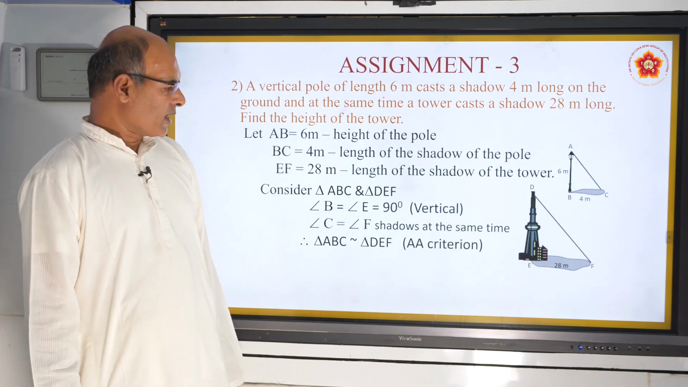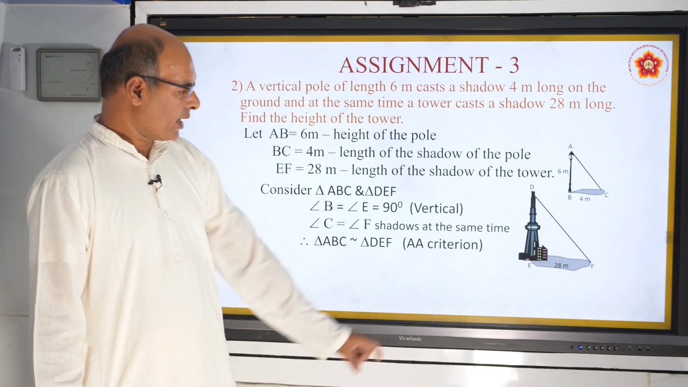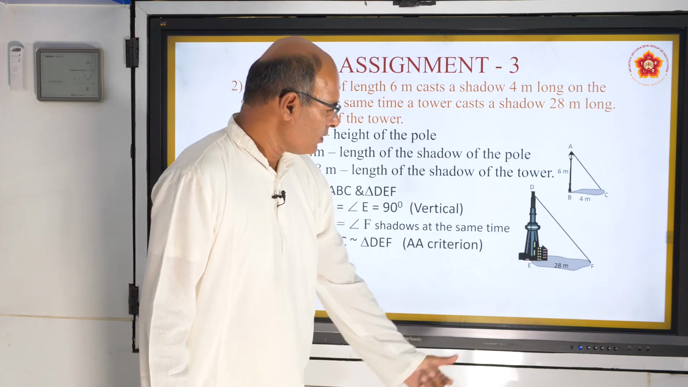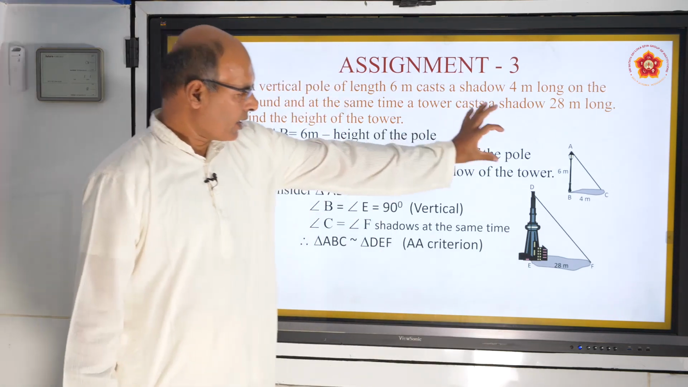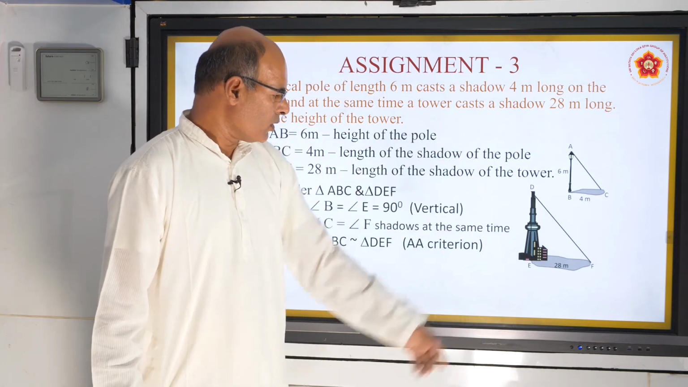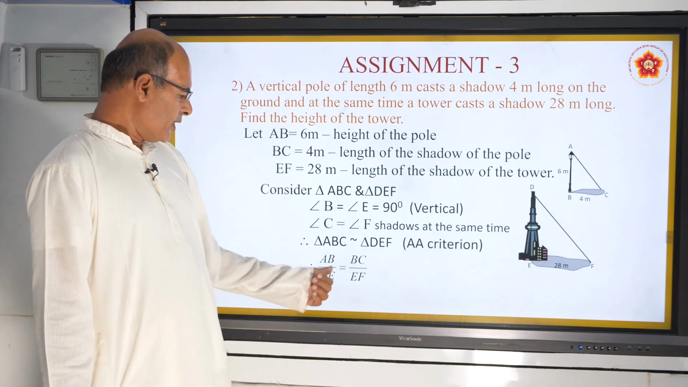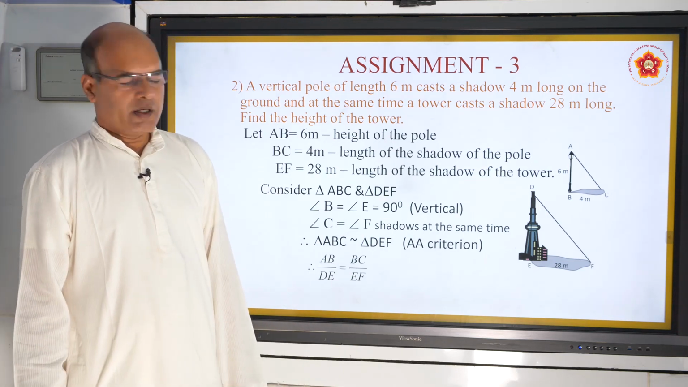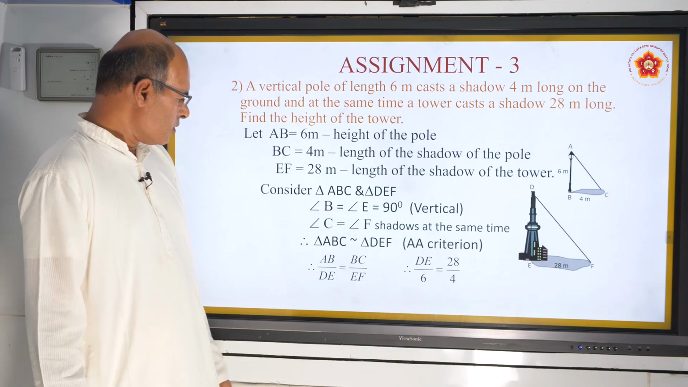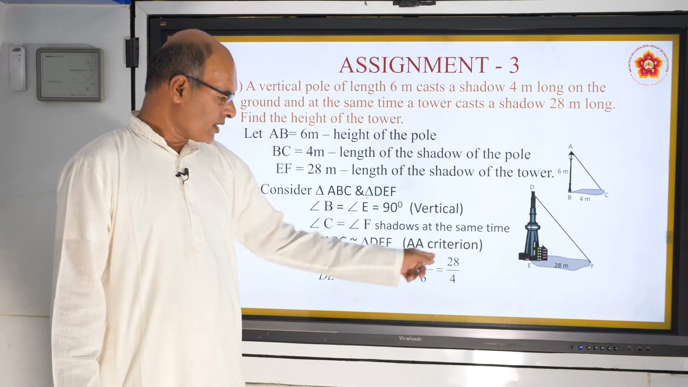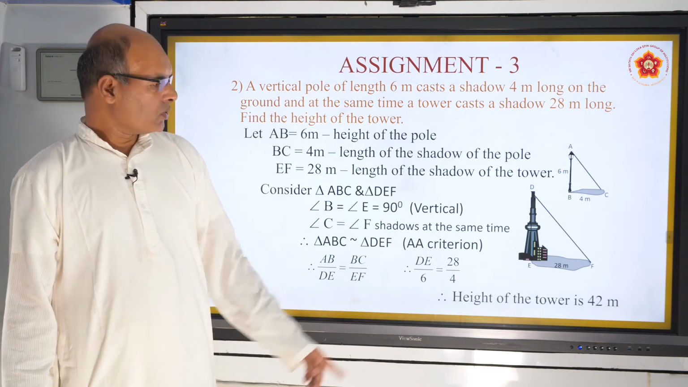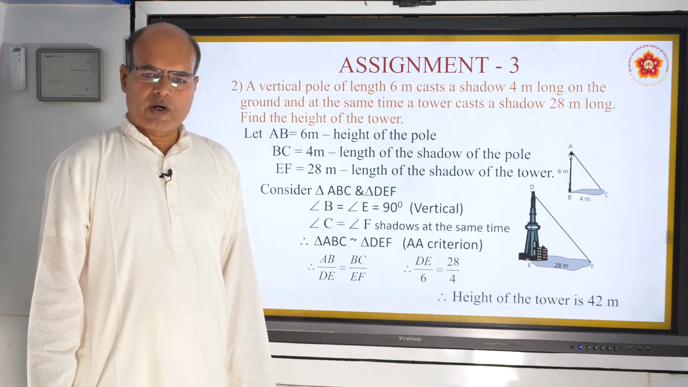Now write the ratio of the corresponding sides. So you can take ED by AB is equal to EF by BC, or you can take AB by DE is equal to BC by EF. So substitute the values. So DE by 6 is equal to 28 by 4, 4 sevens are 28, and 6 sevens are 42. So the height of the tower is 42 meter.